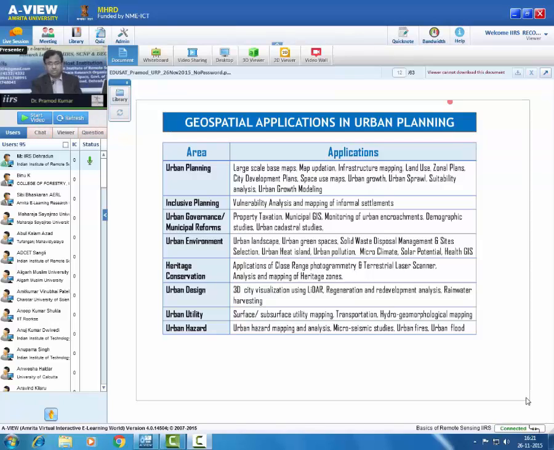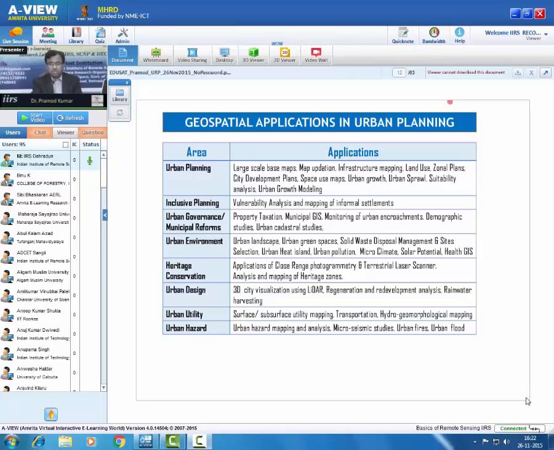In urban design, we can use 3D city visualization, and this database can also be helpful in urban regeneration and redevelopment exercises. Urban utility is another area where some recent government programs have got a high level of thrust, such as utility mapping, transportation and other areas. Urban hazard is one area where geospatial applications have a high role.